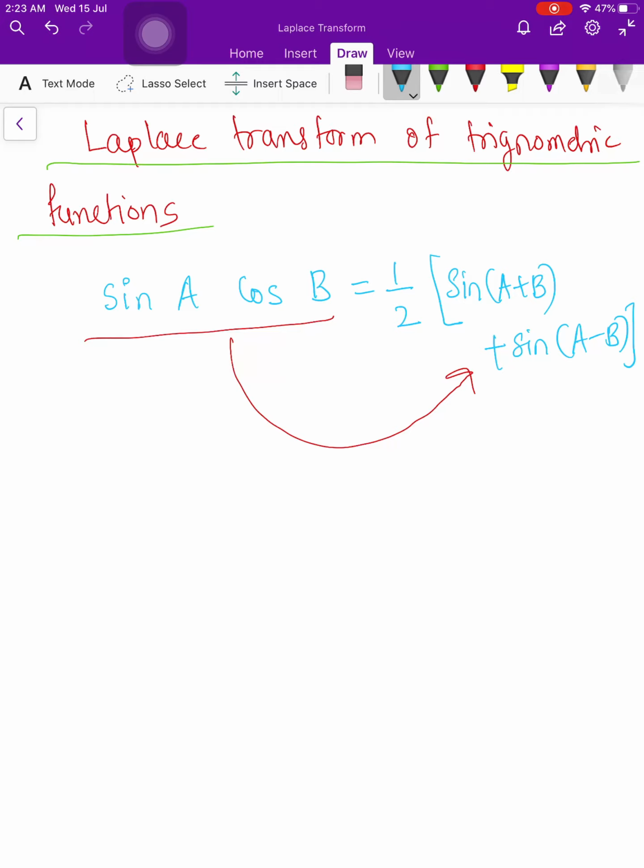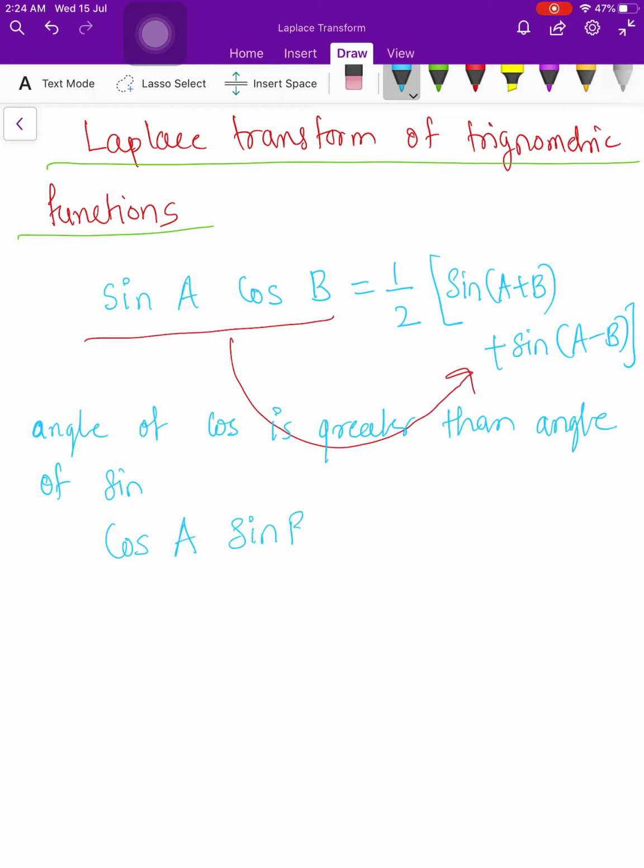Then next is, if the angle of cos is greater than the angle of sine, in that case you can use the following formula, otherwise these two formulas are the same. Since the angle of cos is greater than the angle of sine, this is the order. In the right hand side we'll have sine of A plus B, and whenever the angle of cos is greater, here we'll have minus sine of A minus B. So this formula we'll be using.